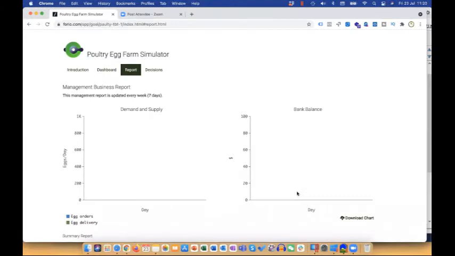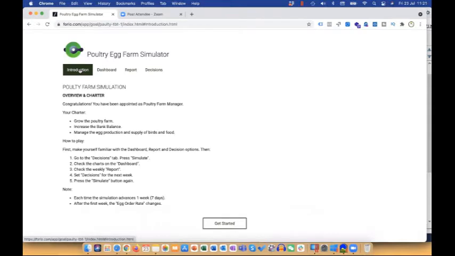So what is this simulation about? Let's go back to the introduction. This simulation is about running a poultry farm which is producing eggs. And specifically in this version, we are only focusing on egg production. So you have been appointed as the manager of the farm, and your charter is basically to keep the farm running, but also to grow the farm, increase the bank balance, of course, take some money out of the bank for your own life support, and of course, manage the egg production from the supply of birds and foods.